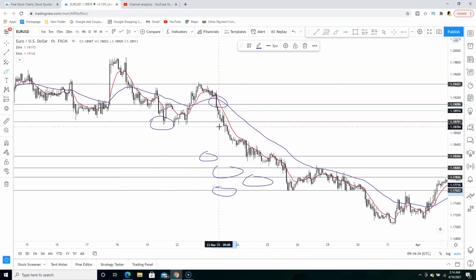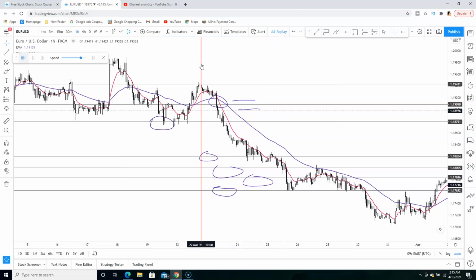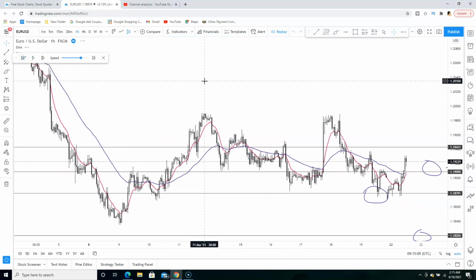And then once you get in the trade, you can set your stop loss somewhere right over here above the 50 EMA or above the previous resistance somewhere over here. That's going to depend on your strategy. Let's take a look at how this trade actually played out. Let's take a look. Let's start from right over here.